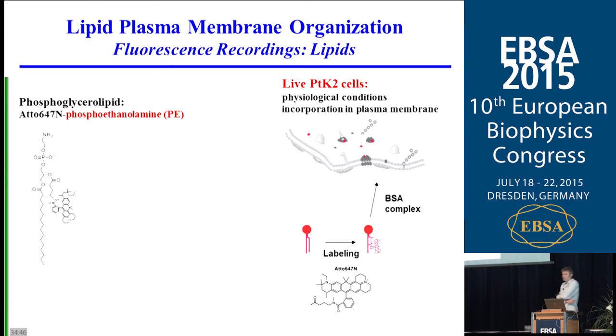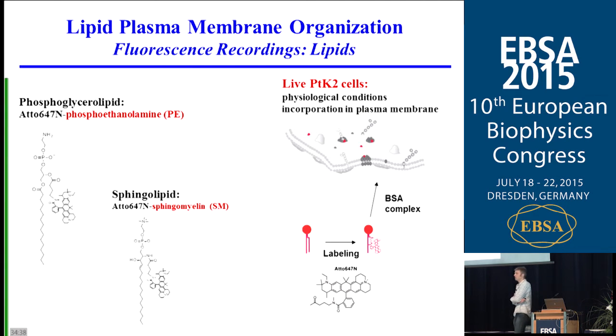So we started off with two lipids. One is a phospholipid, phosphoethanolamine. I will call it PE later on. And a sphingolipid, sphingomyelin. I will call it SM later on. Now remember the definition of these nanodomains: sphingolipid-enriched domains. So we were expecting, and that's why we chose these, that maybe we would see a difference between these two.